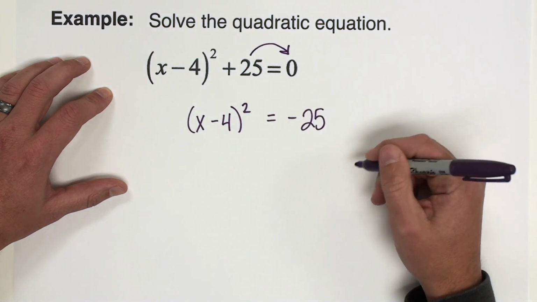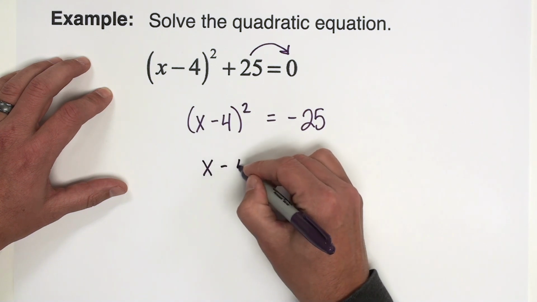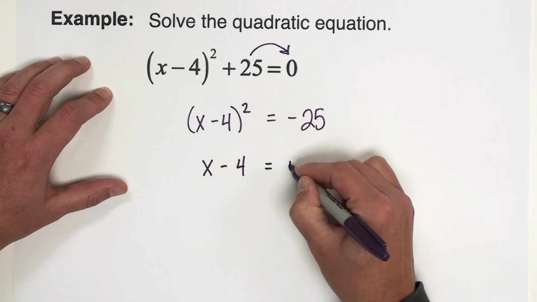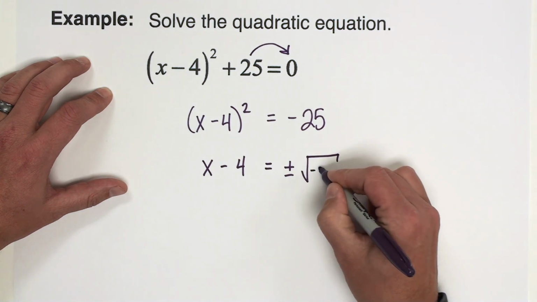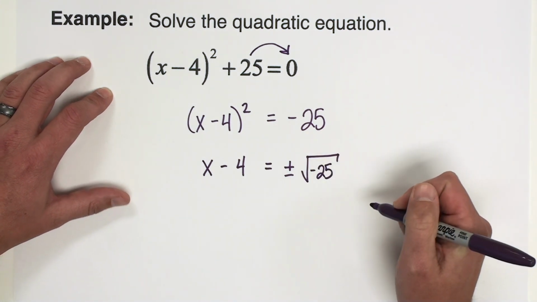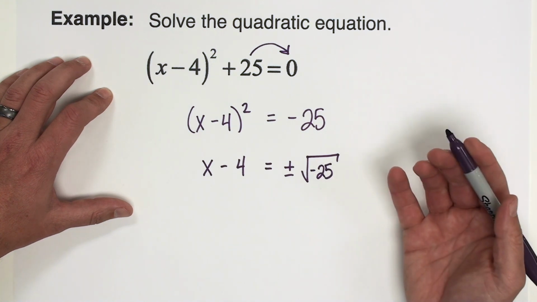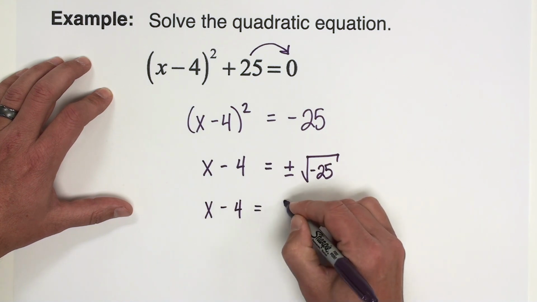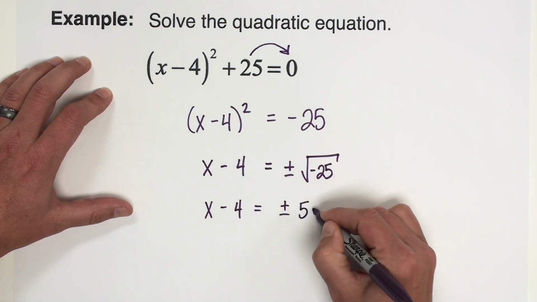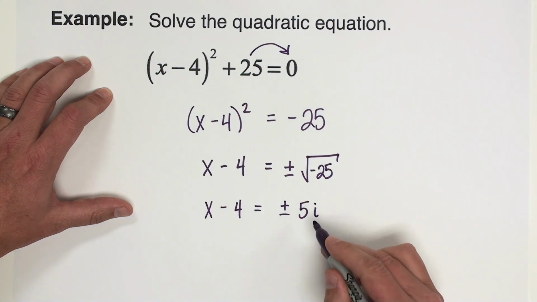equals negative 25. We're going to square root both sides, so we get x minus 4 equals plus or minus square root of negative 25. Now we can simplify the square root of negative 25, and it's actually a perfect square. So we've got x minus 4 equals plus or minus 5i. We have our imaginary number now.